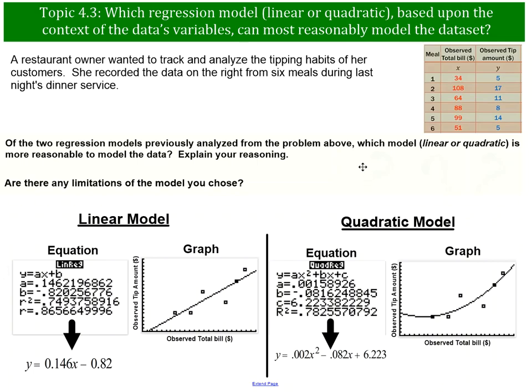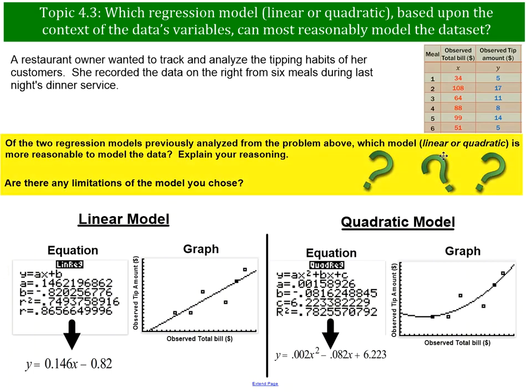Okay, so these are my questions. Of the two regression models previously analyzed in the problem above, which model, linear or quadratic, is more reasonable to model the data, and explain your reasoning? So which one is more reasonable? And then are there any limitations to the model you chose? If you remember, this is our linear model, this is our quadratic model. These are the graphs, bill along x and tip amount along y for both.